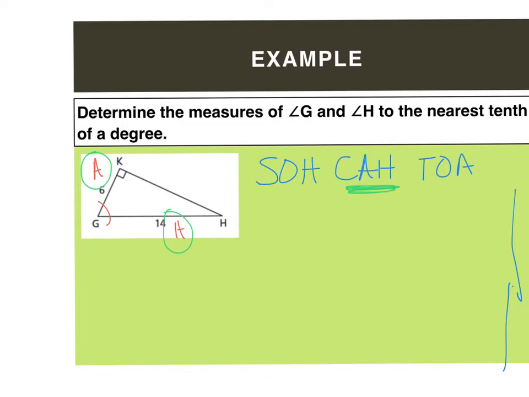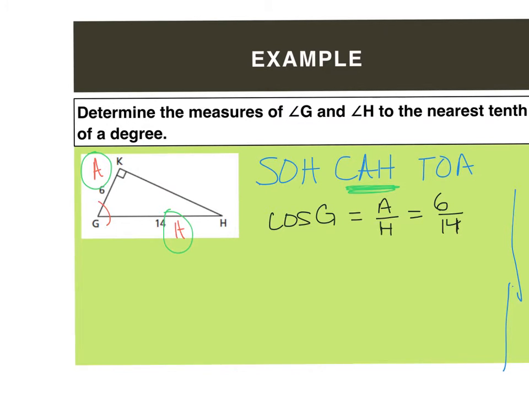Just like some people were saying right off the bat, they knew it. It's going to be cosine, because cosine's the one that has A and H. And if you're taking it a little bit slow, nothing wrong with that. So if I go cosine G, and I know it's going to be A over H, sometimes it's nice to write that down. Okay, so A is what number? 6, and H then is 14. Now, I could turn that into 3 over 7 if I wanted to.